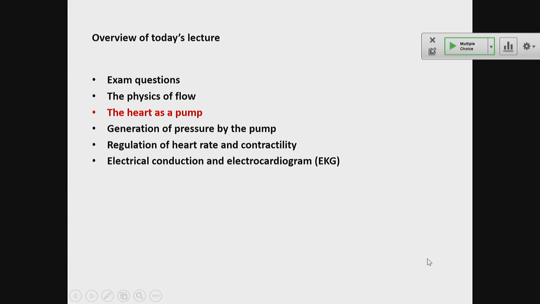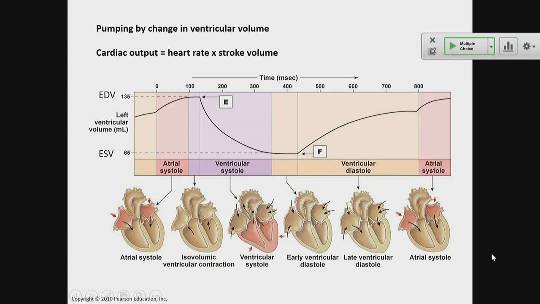Okay, so with that background on blood flow, we'll now talk about the organ that generates the pressure in the system, and that's of course the heart. And the heart acts as a pump, and the pump pushes blood into the aorta and into the arteries.